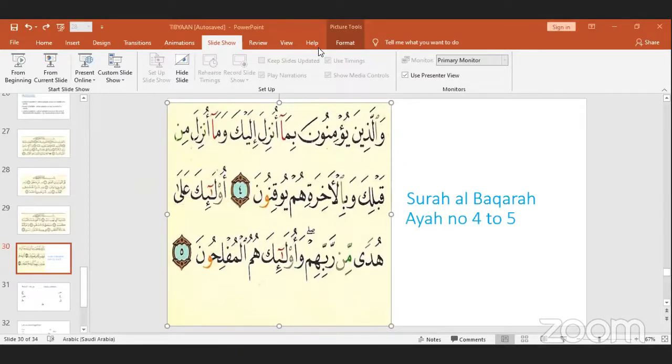If anyone wants to read, they can raise their hand. Better, I'll pick someone. One minute. Shazib, Mohammed Shazib. Mohammed Shazib, you can read the two ayahs.